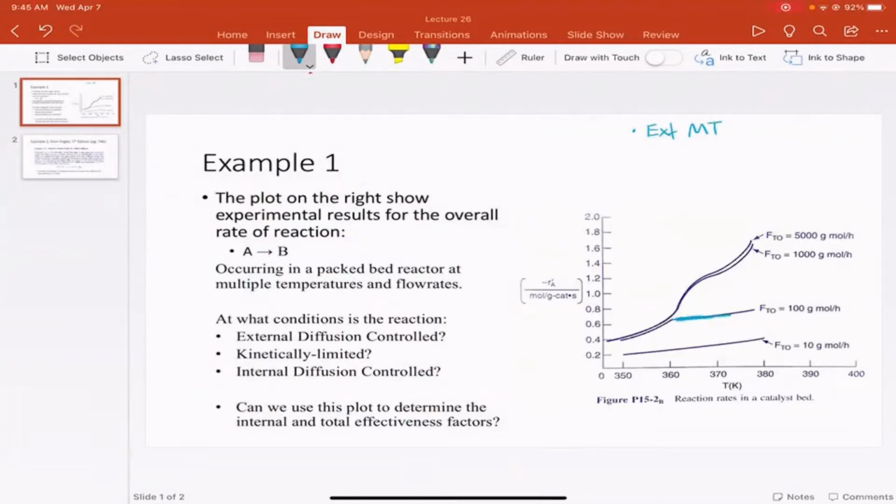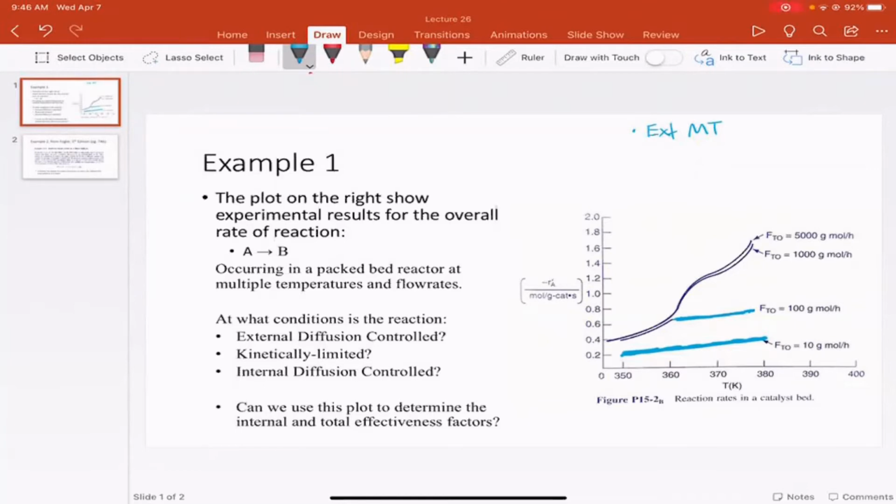So here and here. Right? So one of the interesting things in this plot is that at very low flow rates, this 10 gram mole per hour, we know that we are always external mass transport limited. And maybe that makes some kind of sense, at least at this range of temperatures, because if internal and external mass transport and reaction all are going to play a role somewhere, the lowest flow rate should have the most significant effect on external mass transport. Okay, so maybe that makes some kind of sense.